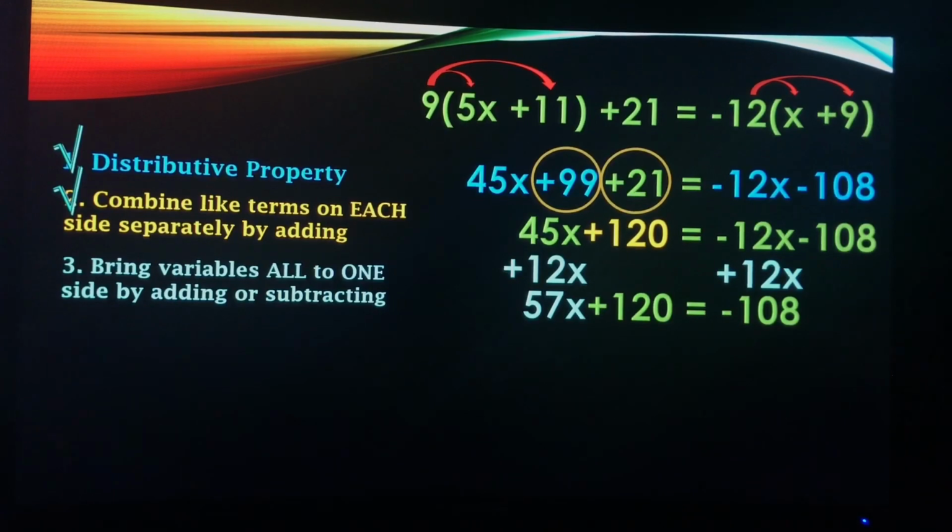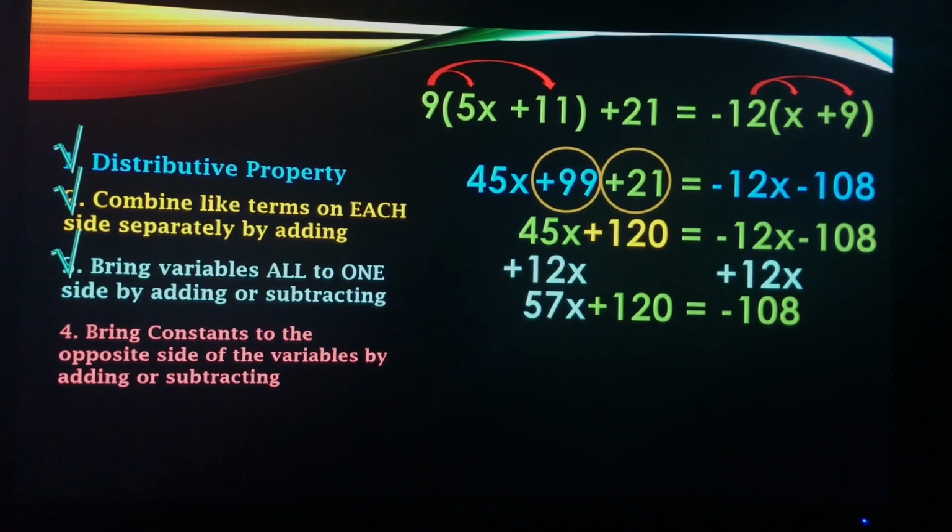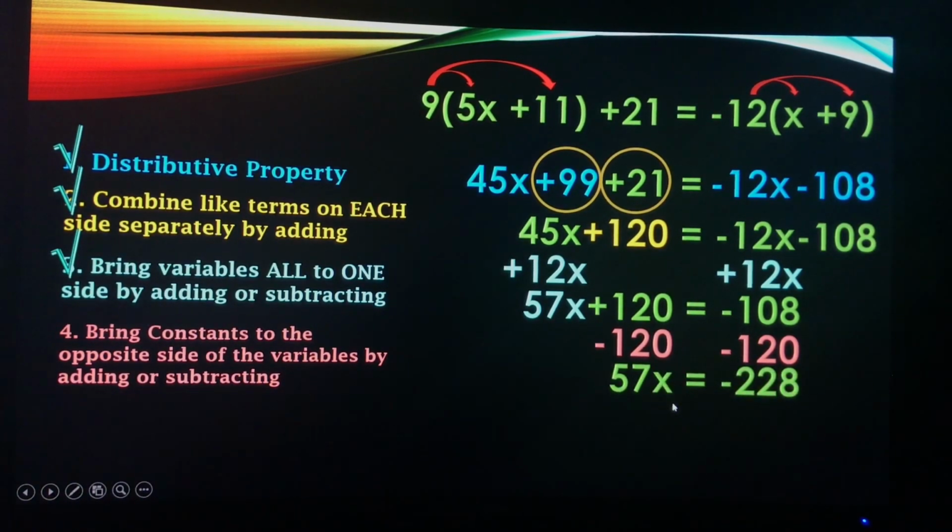That leaves me with 57x plus 120 equals negative 108. If I look at this equation, I only have one term with a variable in it. Therefore, I'm done with step 3. I've brought them all to one side. Well, step 4 tells me to take my constants to that opposite side of my variable. So I'm going to subtract 120 from both sides. That leaves me with 57x equals negative 228. I've officially gotten my terms with variables on the left and my terms with just numbers on the right. So I'm done with step 4.